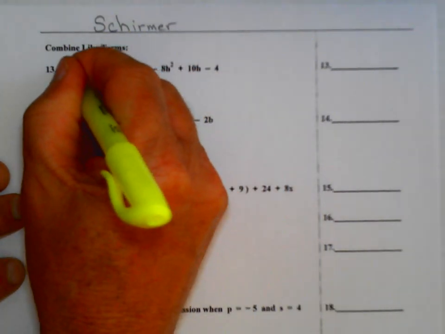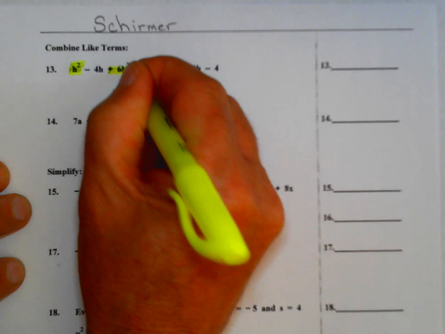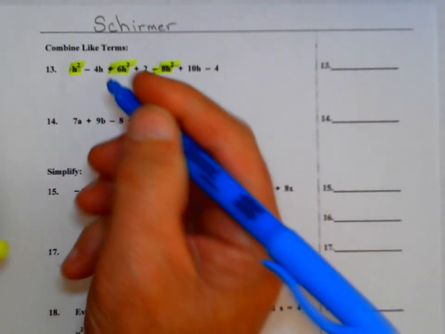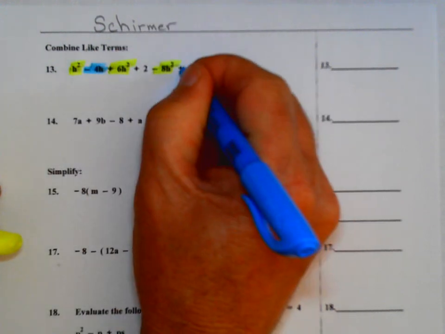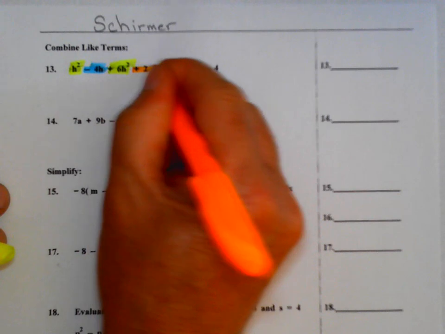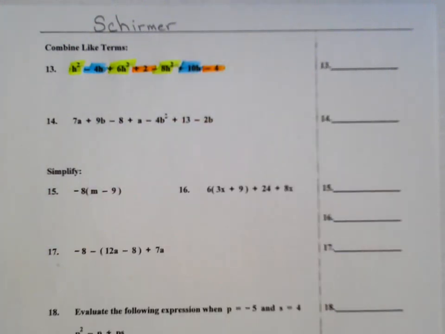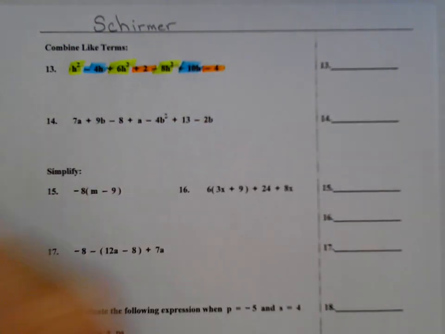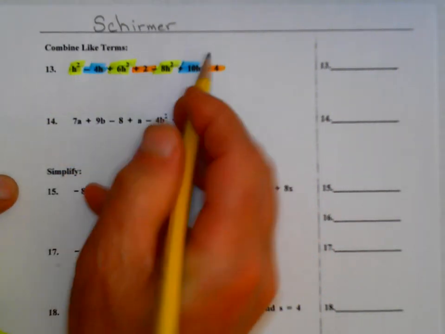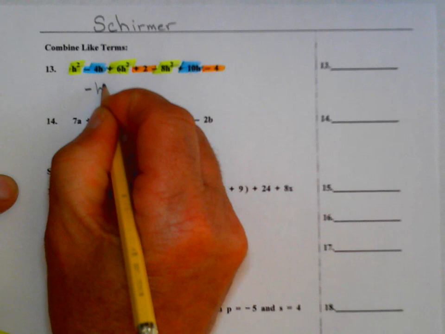So again, it's like organizing things, right? Like putting all your h squareds together, putting all your h's together, and putting all your what we call constants that don't have a variable attached to them together. So when I put my h squareds together, I have one of them plus 6, that's 7. 7 minus 8 is negative 1, and that's what I have.